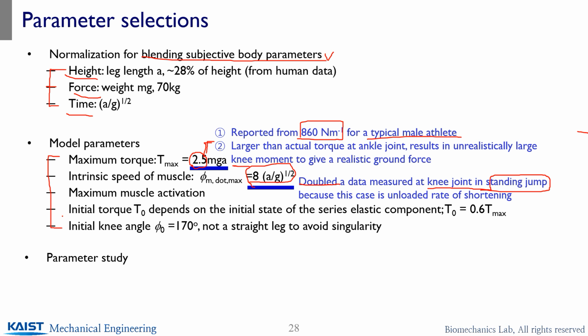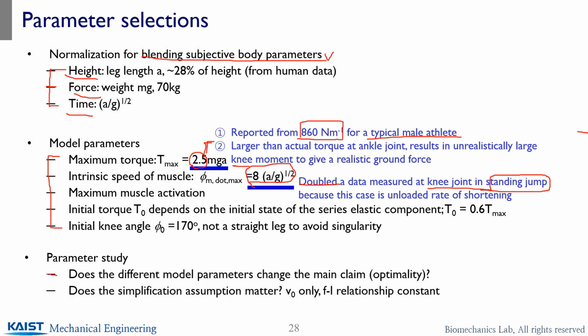Again, you can refer to previous research studies and also put in some reasonable assumptions. And later, when you are doing the result interpretation, you should do a parameter study on the assumptions you made, to see whether your assumptions are valid or whether they affect your main claim, like the optimality here. So these are the brief steps for the simulation and the parameter selection. Next time, we are going to talk about how we can solve it using a numerical solver like MATLAB.